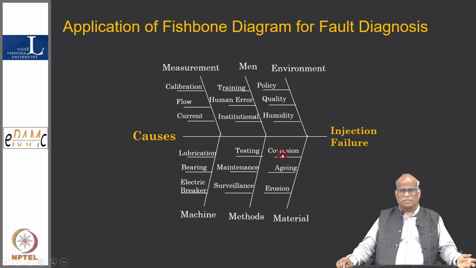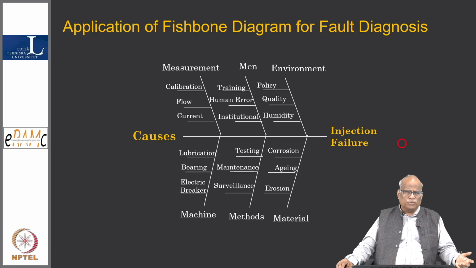Erosion, aging, corrosion, these are routine things. And then methods: testing, maintenance, surveillance, that can lead to failure. So you can say it can travel from this end, what the problems are, and finally how it defines the injection failure here. Okay. So it has got all the attributes. Fishbone diagram could be complicated also.